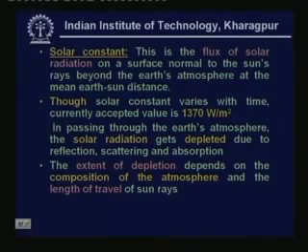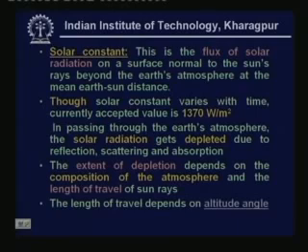Okay, so ultimately the end result is that even though the solar constant is 1370 watt per meter square beyond the Earth's atmosphere, as it arrives at the Earth, it gets depleted considerably because of the presence of the atmospheric gases, dust particles, water vapor, etc. And the extent of depletion depends on the composition of the atmosphere and the length of travel of sun's rays. Obviously the composition of the atmosphere has a great effect on the extent of depletion, and it also depends upon the length of the travel of sun's rays. And the length of travel depends on what is known as altitude angle. So I will define this altitude angle a little later.